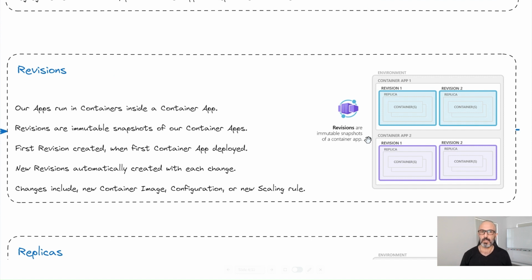The other concept here is the concept of revisions. The idea is that a revision is an immutable snapshot of your container app. By default, when you first create your container app, the first revision is created. Any new change to the container will create a new revision, and a change could be a container image update or a container configuration change. Those changes would trigger the creation of a new revision.